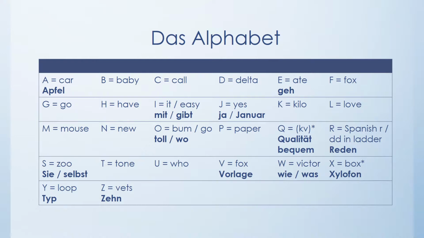And then the Z, or as they would say, Z, we call it Z. It's pronounced like the TS in vets or Etsy. And so, for instance, the number 10 in German is pronounced Zehn, not Zane, but Zehn.